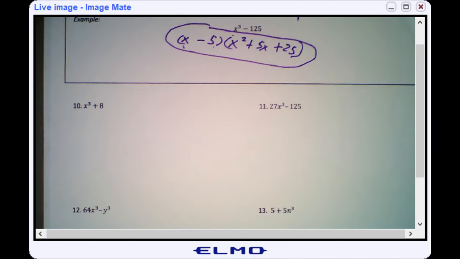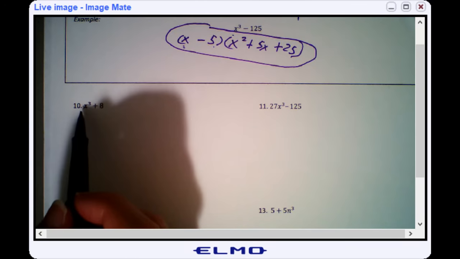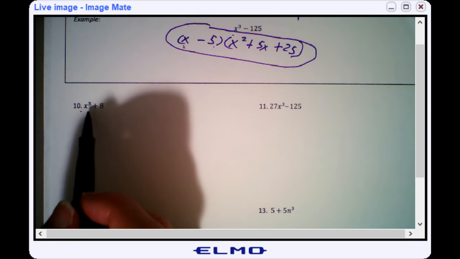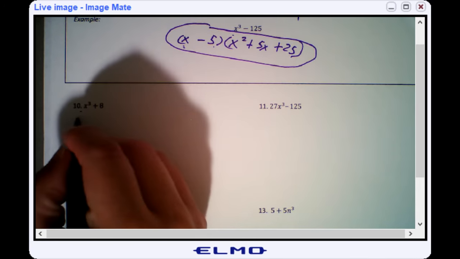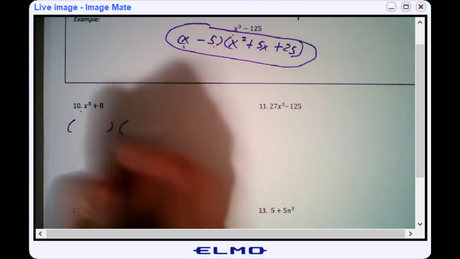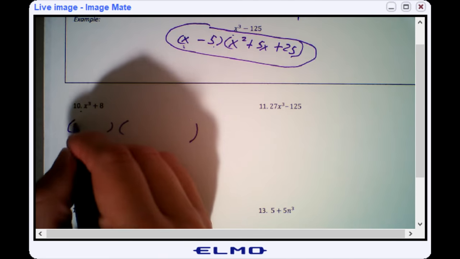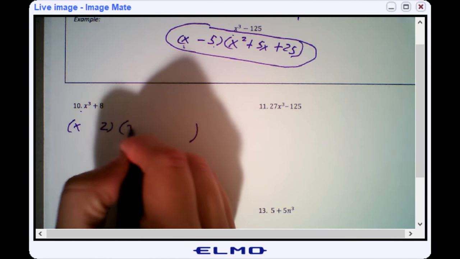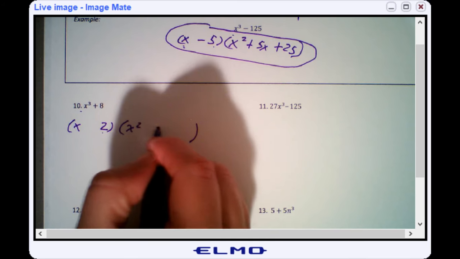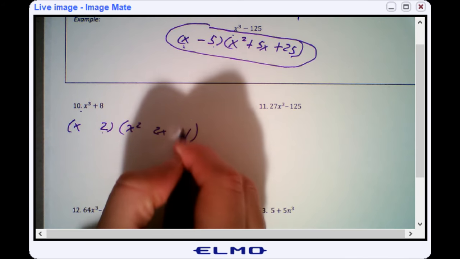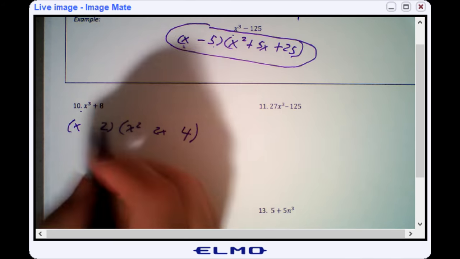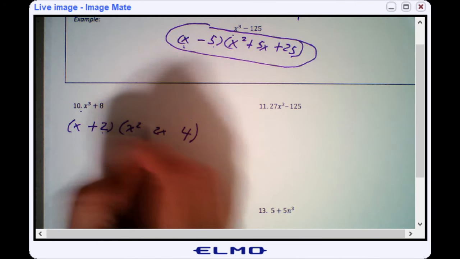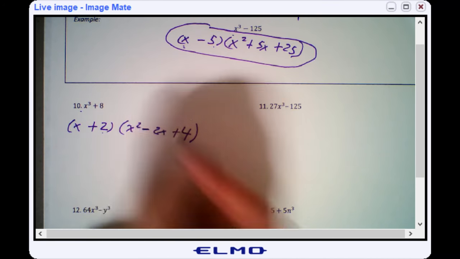For 10, it says x cubed plus 8. There is no GCF, but x cubed is on my perfect cube list. 8's on my perfect cube list, and it's a plus sign, which is fine. So I'm going to do my small parenthesis, my longer one. Cube root of x cubed is x. Cube root of 8 is 2. Square the first term, x squared. Multiply the two together, 2x. Square the last term, 4. Our signs are from SOAP. Same sign as the problem, so it's positive. Opposite sign, always positive.